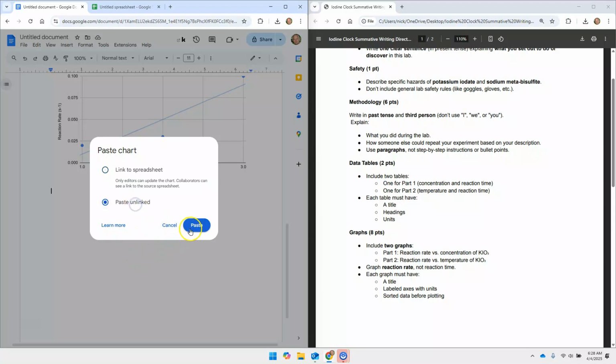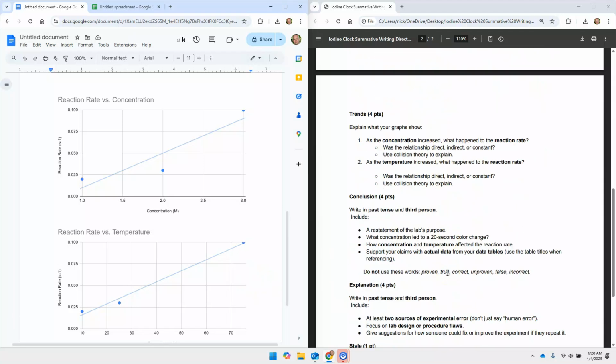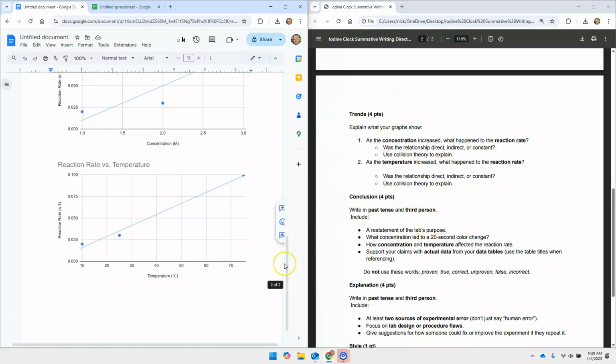Again, unlinked is what we want. And there you go. There are my two graphs. And check that box. So the graph section here is worth the most amount of points, so we want to make sure that we have those graphs in there. Okay, trends. So this is where we're going to be explaining our graphs.